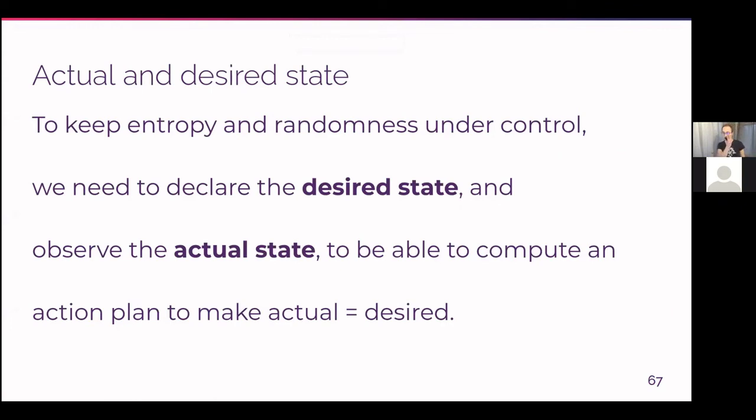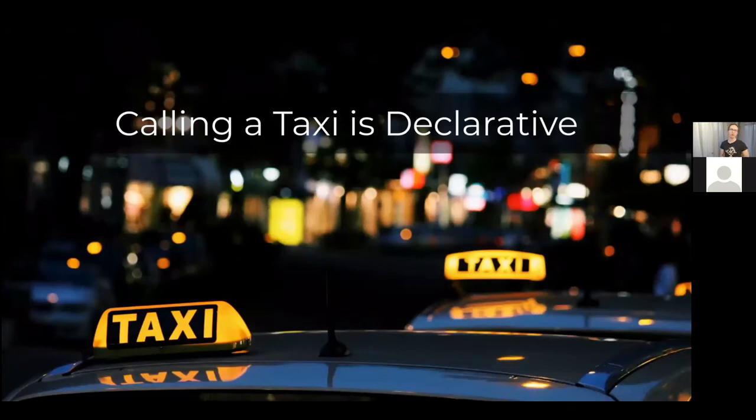So to keep the entropy and randomness that we discussed, which are inevitable, under control, we figured out that we need to declare some desired state. But that's not quite enough. We also need to observe where we are, the actual state, so we can compute an action plan to go from the actual state to the desired state. This maybe sounds abstract, but if you think about a taxi, it's quite logical. When you call a taxi, you say, I am at this place at the moment, and I want to go to this other place. Can you pick me up and drive me there?